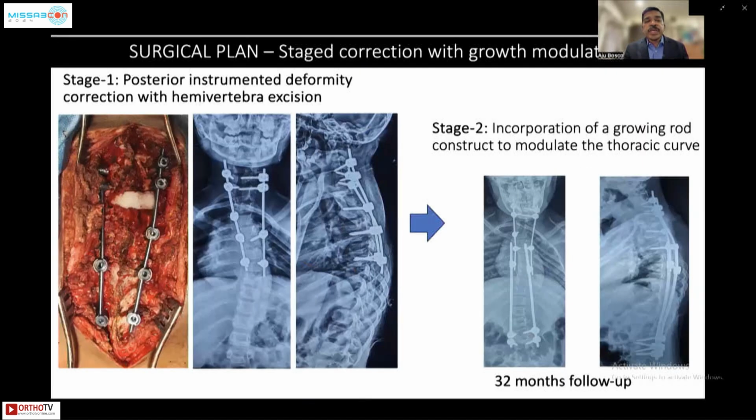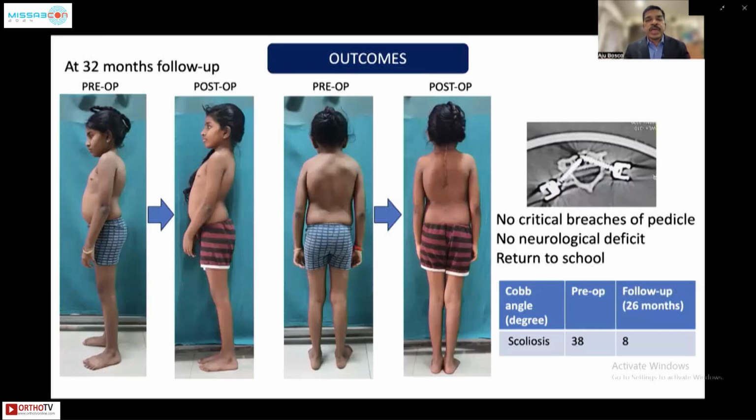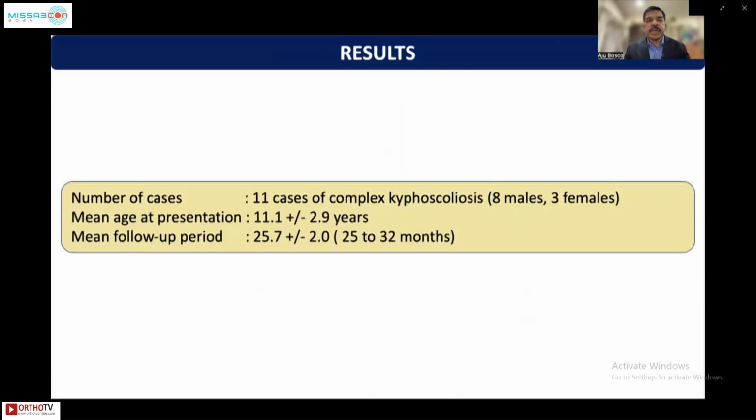And in the first stage, we did a resection of the C7 hemivertebra and did a correction of the cervicothoracic scoliosis. And in the second stage, we incorporated a growing rod construct to modulate the thoracic curves. And at 32 months follow-up, the patient is doing well. These are the pre and post-op clinical pictures. The patient had no critical breaches of the pedicle and no neurological deficit.